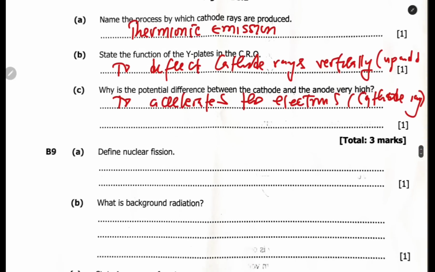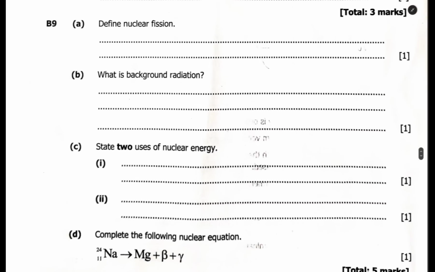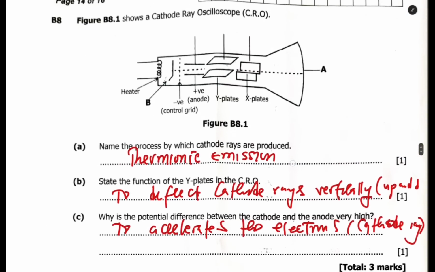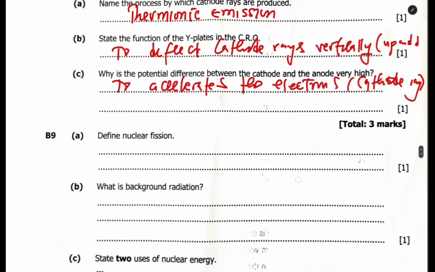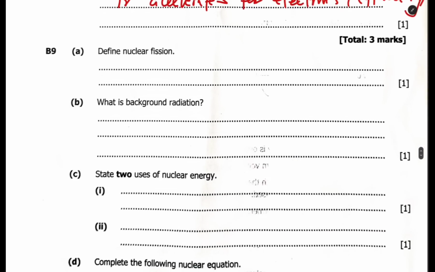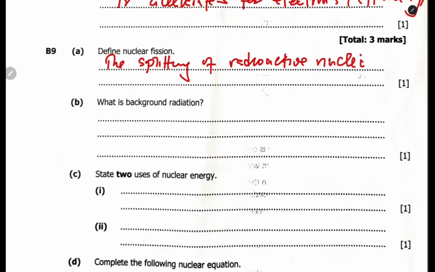All right, let us go to B9. So B9, define nuclear fission. Define nuclear fission, and this is radioactivity. Okay, so the previous question was coming from basic electronics, so you need to know basic electronics, and this one now is coming from radioactivity. So define nuclear fission. Nuclear fission is just the splitting of radioactive nuclei. That is what we call nuclear fission.